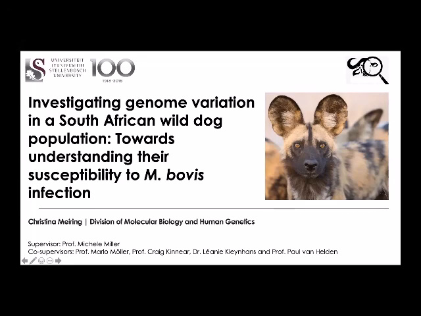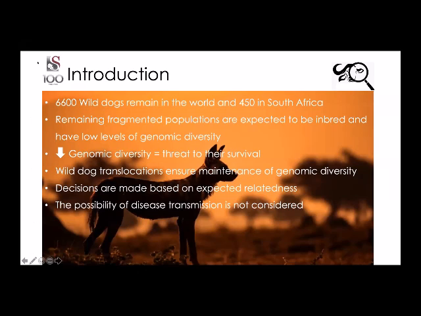So I will be giving a brief overview of my PhD project, which is mainly about the genomic variation within wild dogs from the Kruger National Park, and also about their susceptibility to Mycobacterium bovis infection, which causes bovine tuberculosis in this species. African wild dogs have experienced significant population declines and are now classified as endangered, with a global population of just over 6,000 and only 450 in South Africa.